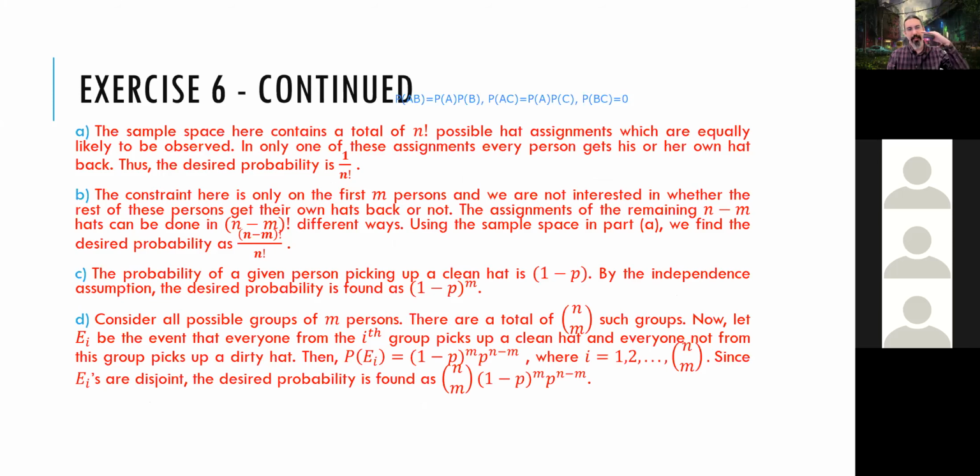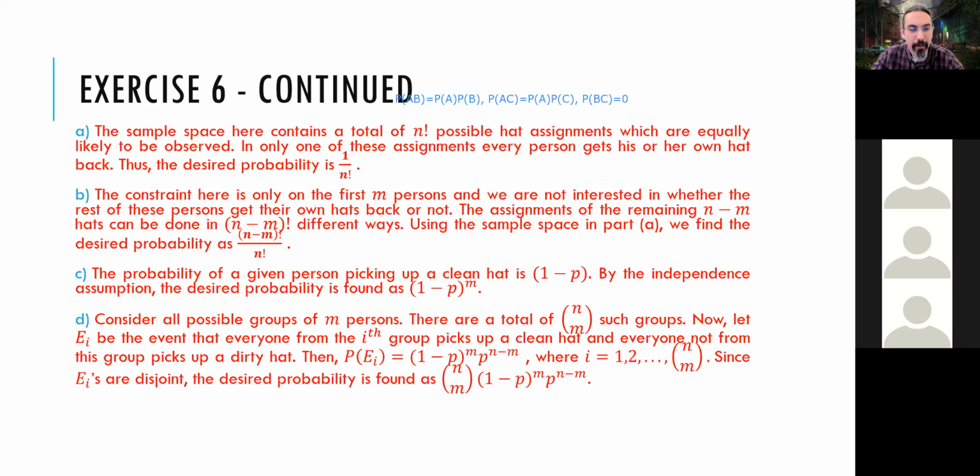There are n minus m people here and n minus m heads left here. They can get different heads every time. They can just keep switching places. They're just being reordered all the time. And the number of times you can reorder them is n minus m factorial.